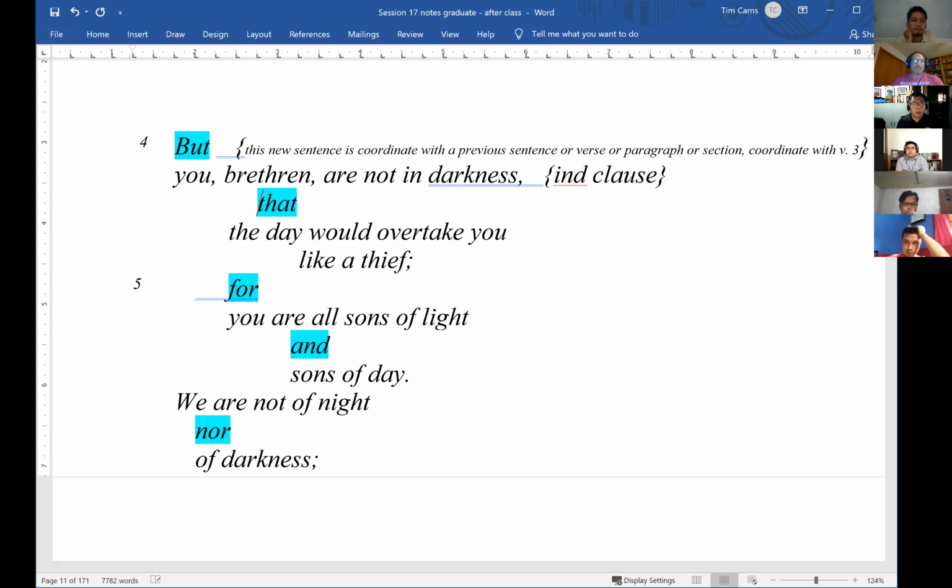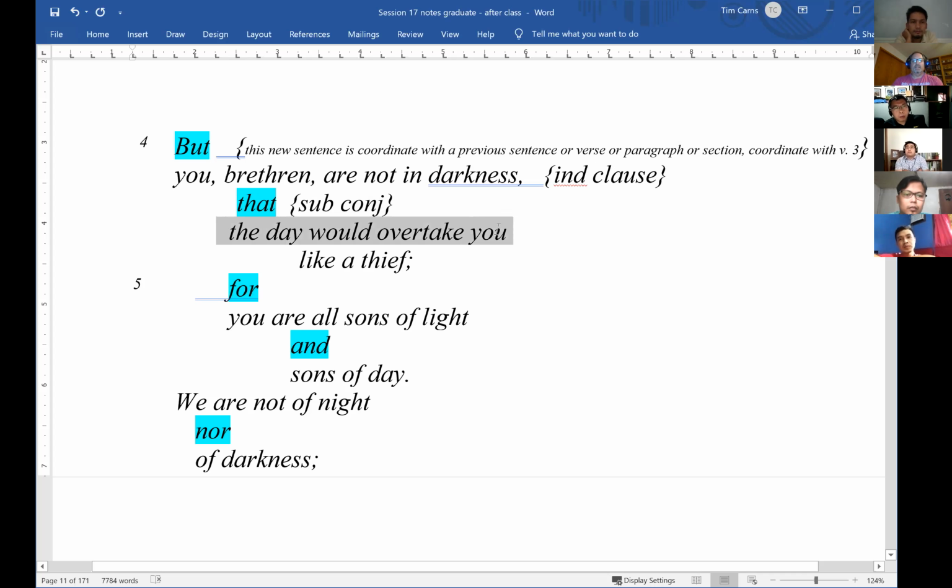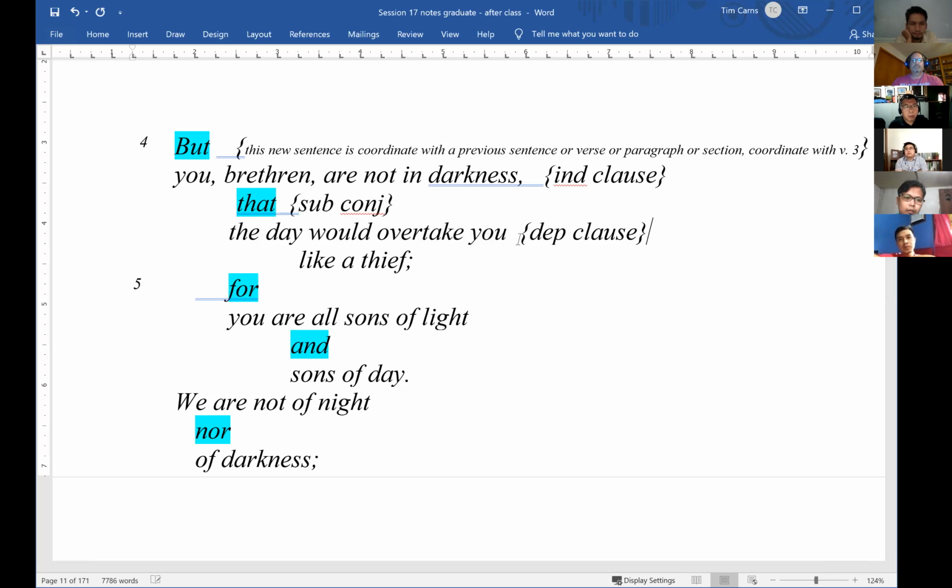Now, Manny noted that this was a subordinating conjunction. So that tells us that the clause that follows it is independent or dependent. And Manny, since this is your verse, we'll let you answer that. The clause here, the day would overtake you, is that independent or dependent? It is a dependent clause. And how do I know that? Because it cannot stand alone. And how do I know that in this verse, that it doesn't stand alone?